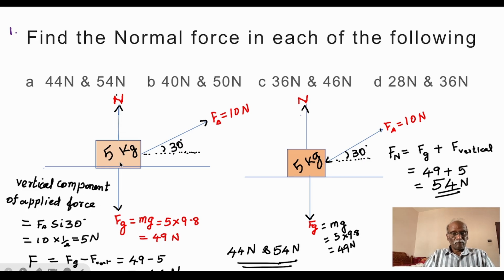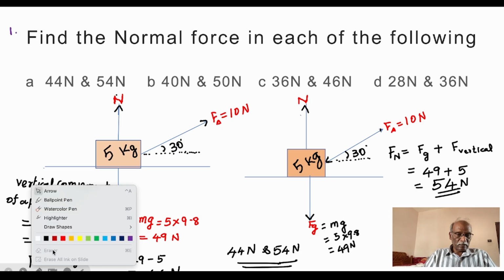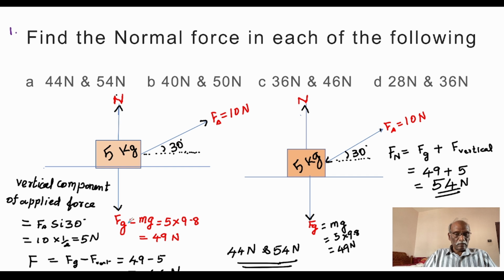See, in the first case, what happened here? Its weight is acting downward. That is called gravitational force. Fg is called gravitational force, acting downward. How do we calculate it? Mass 5, g 9.8, so 5 into 9.8 is 49 Newton. This is the force acting downward due to gravity, and it is called gravitational force.